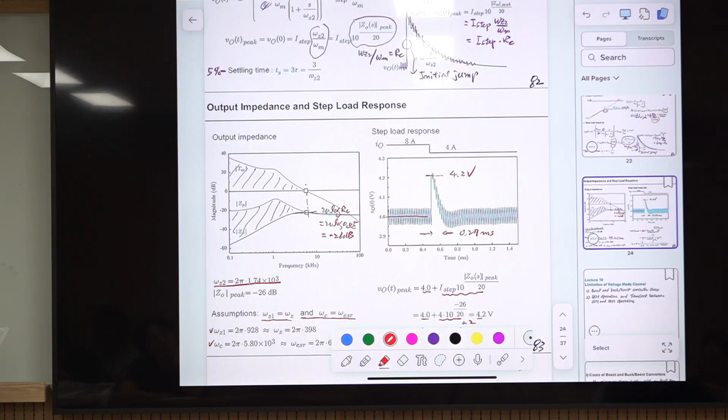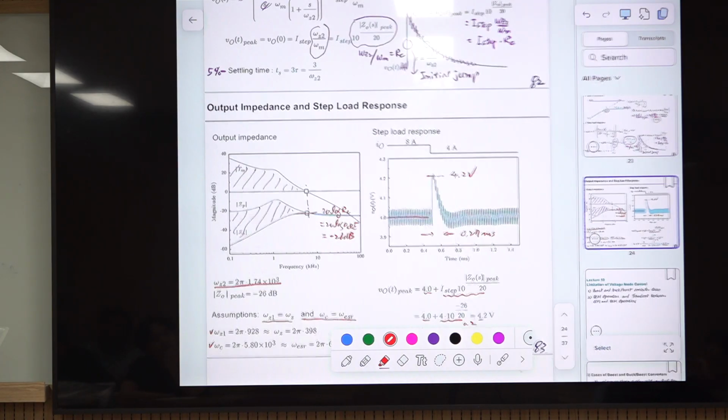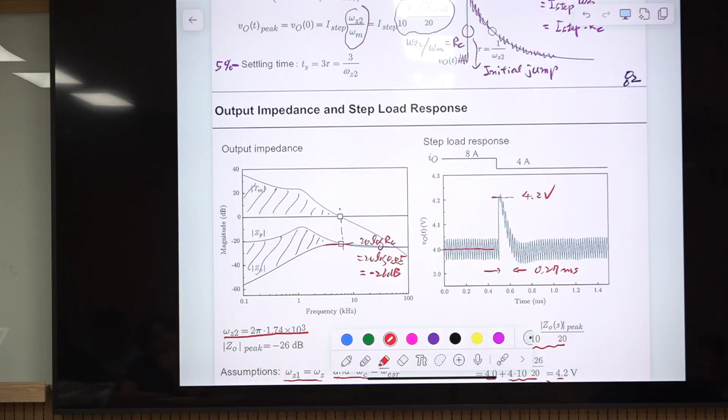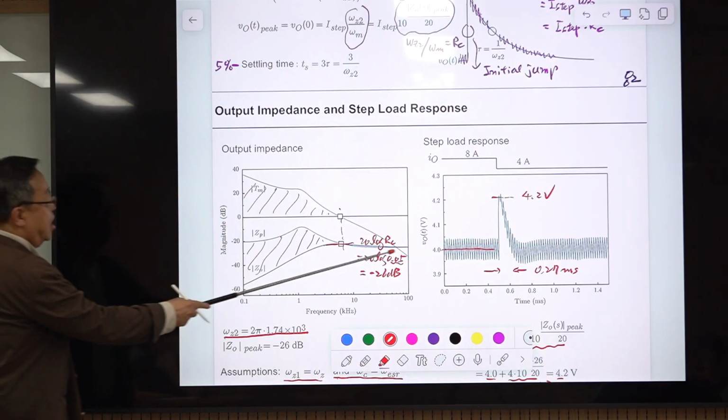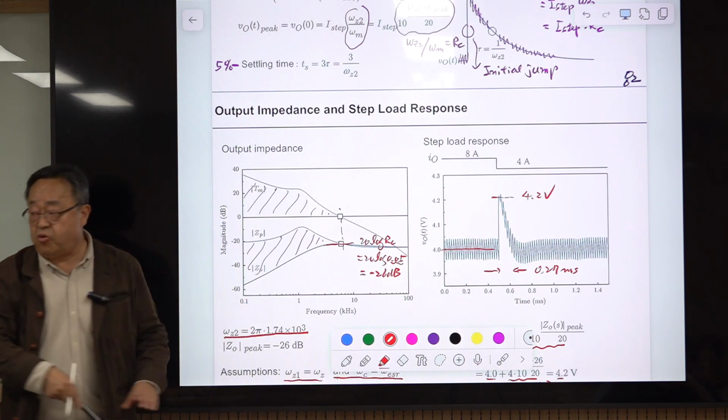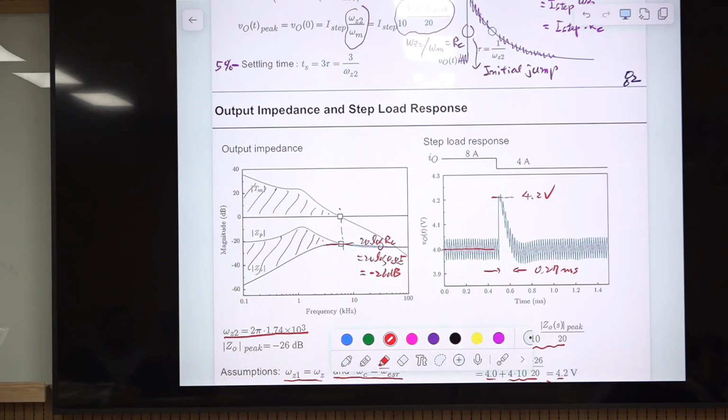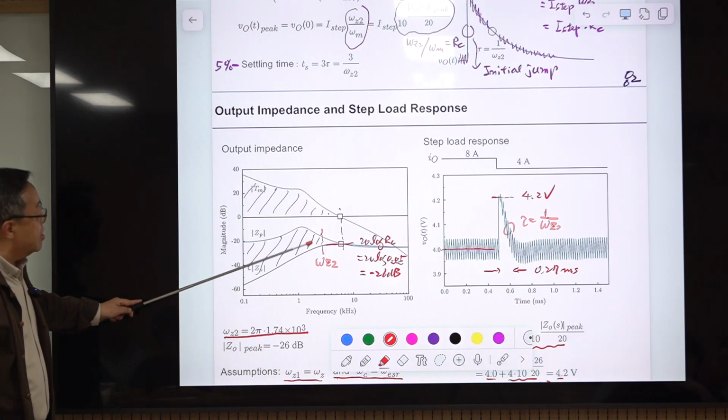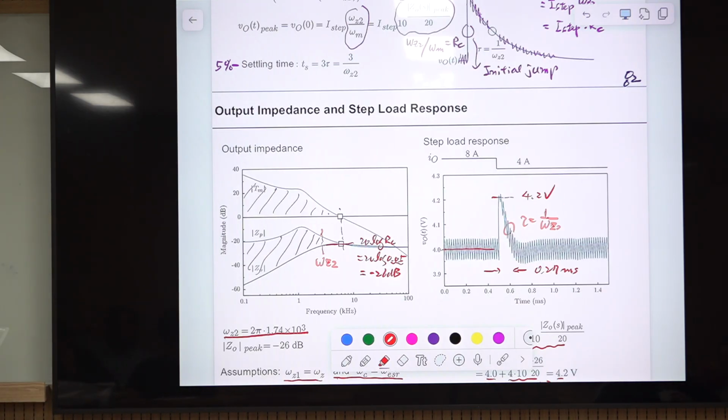Right. So this slide shows the waveform of the step load response, this one. And this time constant is determined by this number. This tau is 1 over this frequency, omega g2. So 1 over omega g2 is the time constant of this. Okay, so this is very fast, right? Because omega g2 occurs at high frequency.